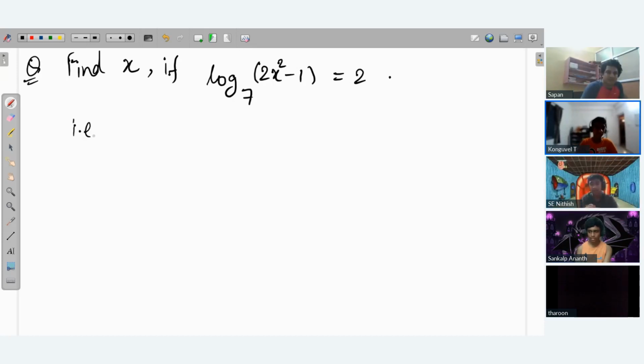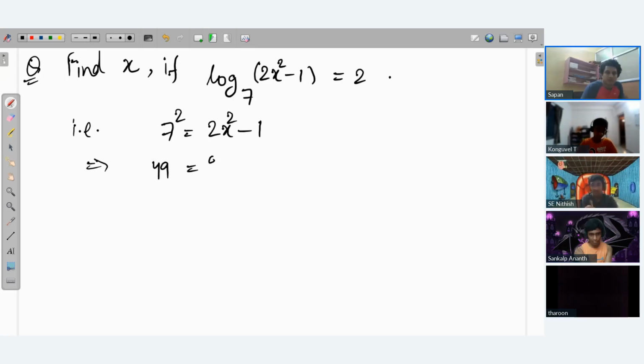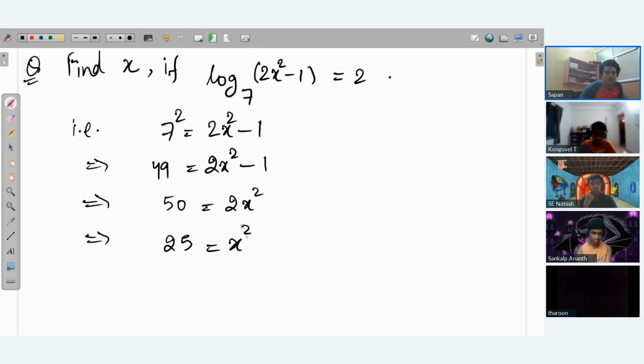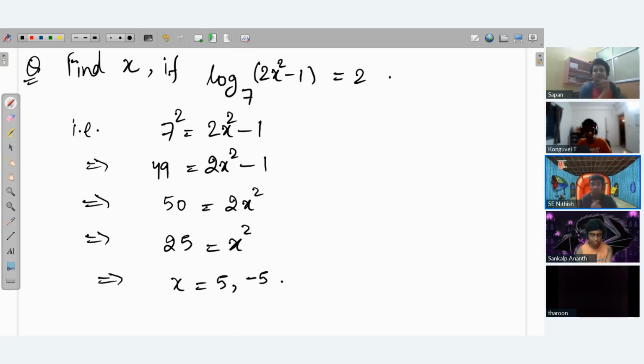Squaring the number, 7 squared is 2x squared minus 1. This is 49 equal to 2x squared minus 1. 49 plus 1, 50, is equal to 2x squared. So 25 is equal to x squared, and x is equal to 5 and minus 5. Plus or minus 5.